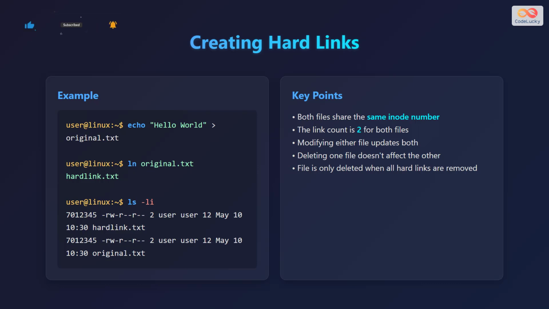Here are some key points about hard links. Both files share the same inode number. The link count is 2 for both files. Modifying either file updates both. Deleting one file doesn't affect the other. The file is only deleted when all hard links are removed.